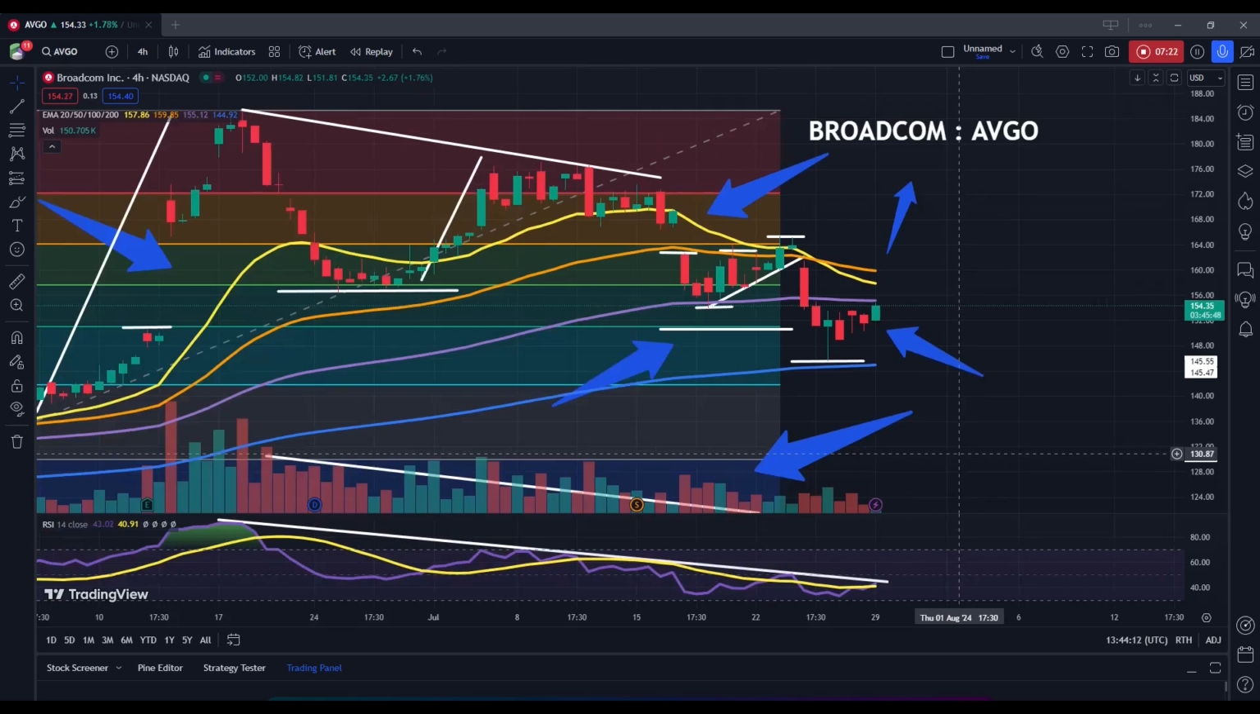So here are the factors affecting prices. Here are some price levels to watch. This is the current market update for BROADCOM Incorporated, stock ticker AVGO.